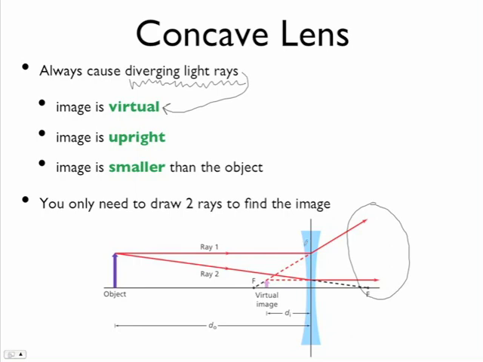So in order to see what's going on with the image, you have to draw this kind of dotted line backward, and this one goes through the focal point on this side, so that's how you would draw that one. And this one is just horizontal to wherever this ray 2 line was. And where those meet, that's your image, and your image is virtual because you have these diverging light rays.